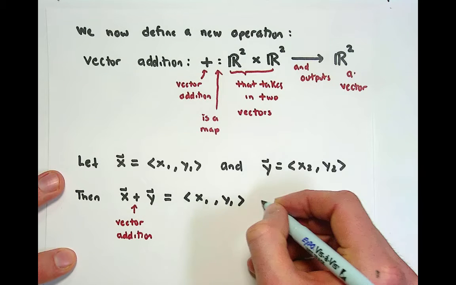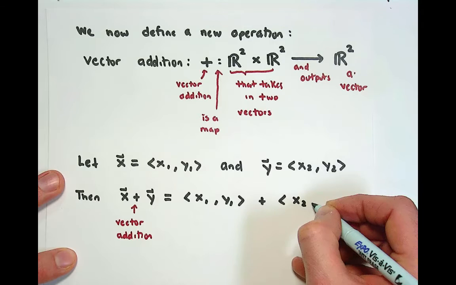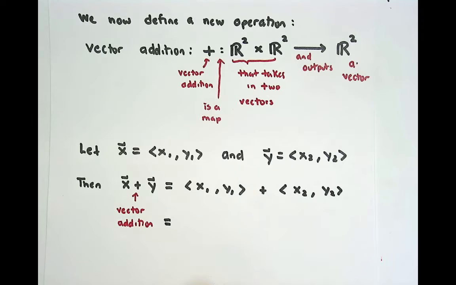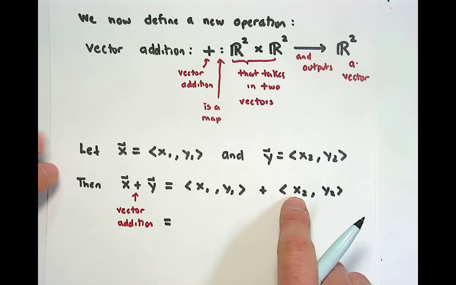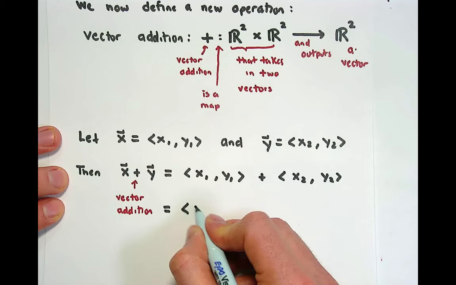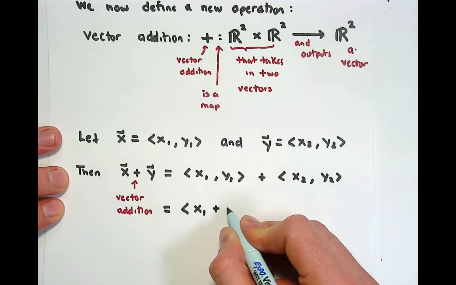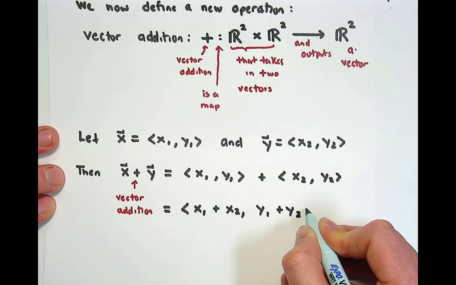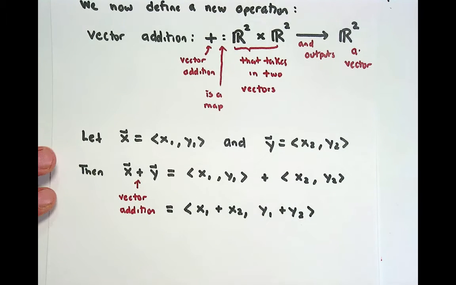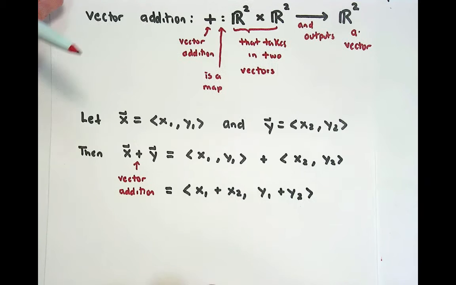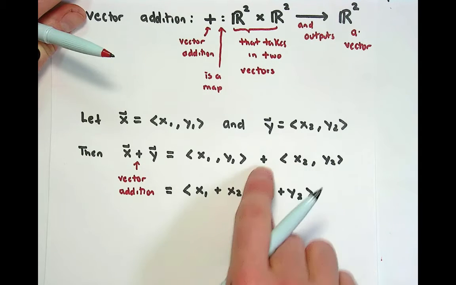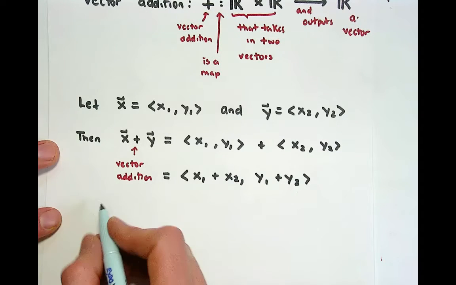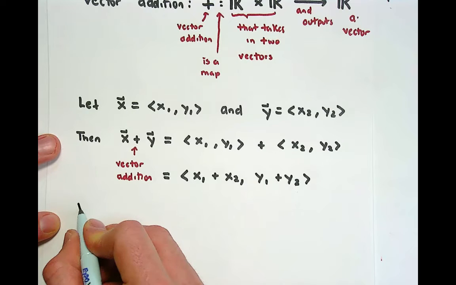All right, so here we go. Here we had (x1, y1), and on the right we have (x2, y2). In vector addition, we are literally just going to add the components. Here we have x1 plus x2, y1 plus y2. All right. So literally, vector addition takes the sum of two vectors, and then to get the output, you just add the components of the vectors. And there's a way that you can visualize this.